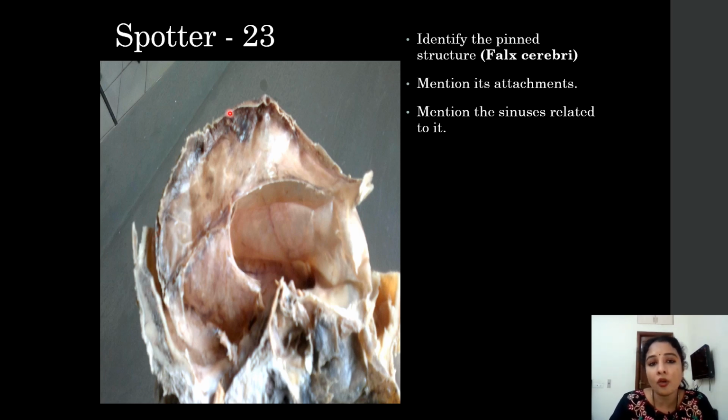The upper margin of the falx cerebri attaches to the sagittal sulcus, where the superior sagittal sinus is present. So it attaches to the lips of the sagittal sulcus superiorly, and inferiorly it is a free border. So these are the attachments. Sinuses present within the falx cerebri are the superior sagittal sinus, along the upper margin; the inferior sagittal sinus, along the lower free margin; and the straight sinus, at the point of meeting between the tentorium cerebelli and falx cerebri.